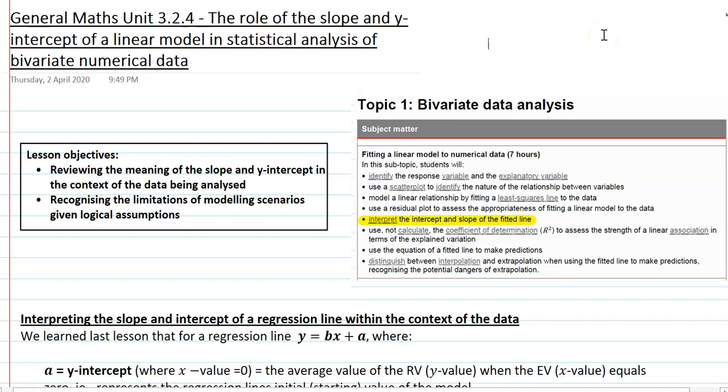This lesson is from Unit 3 General Maths, and we're looking at the role of the slope and y-intercept in the linear models we may have developed to help in our statistical analysis of bivariate numerical data. So the lesson objectives today are reviewing the meaning of the slope and y-intercept in the context of the data being analysed, and within that, just recognising the limitations of modelling scenarios given some logical assumptions within our model.